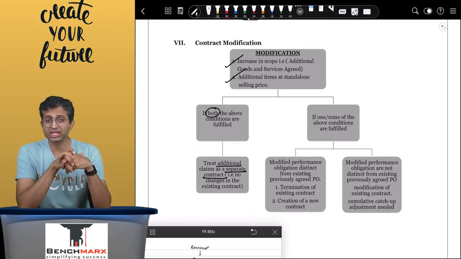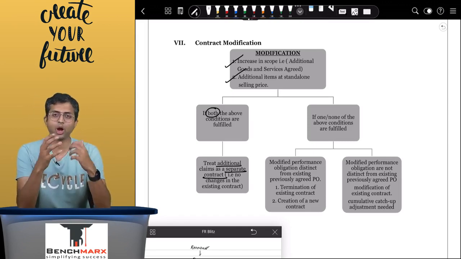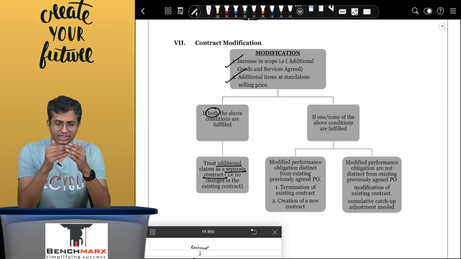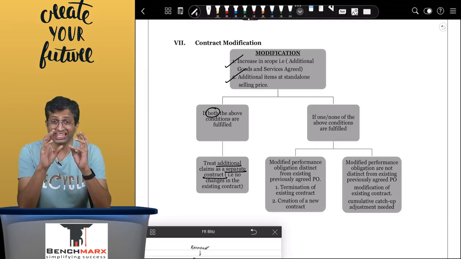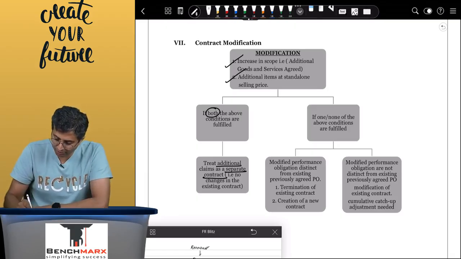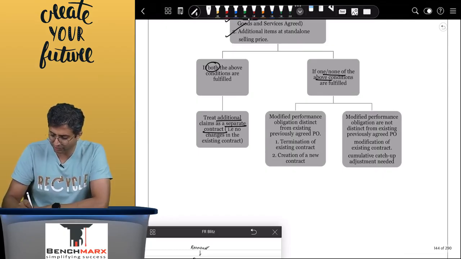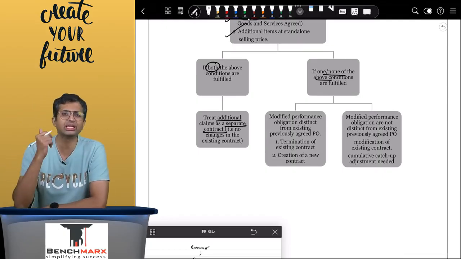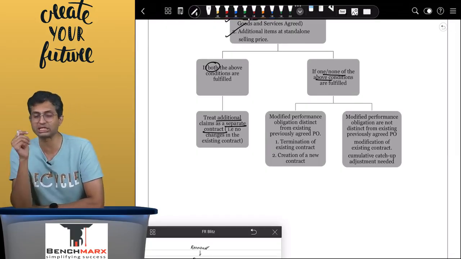Okay. However, if one or both of the conditions are not fulfilled, then how do you account for this? If one or both conditions are not fulfilled, so if only one is fulfilled or none of them are fulfilled, then you will see whether the additional promise that you are making, or the change that is happening, is resulting in a distinct performance obligation. You will see if the modification is resulting in something which is distinct.